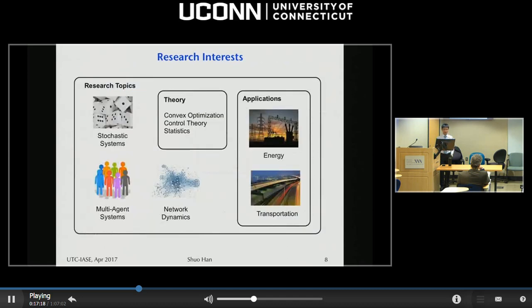So just to be more specific, here are my general research interests. My general research philosophy is to develop fundamental algorithms that are motivated by important applications. Currently, I mostly use tools from optimization, in particular convex optimization, control theory, and some statistics. And my application areas are mostly two. One is energy, in particular power systems, and the other one is the transportation network. I have done a lot of various research topics in the past, but generally speaking, those topics fall into the area of stochastic systems, systems with uncertainty, multi-agent systems, and also network systems with dynamics.